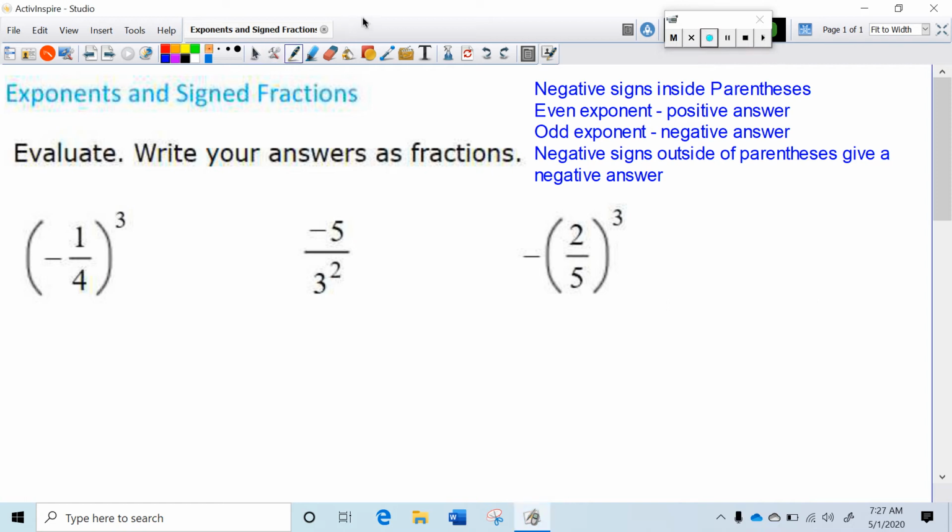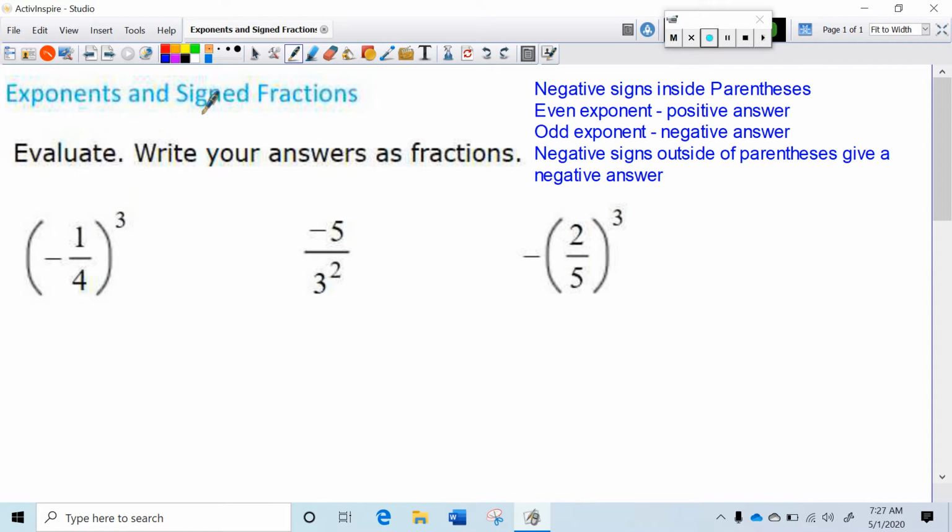When you have exponents and parentheses involved, if it's an even exponent, you have a positive answer. An odd exponent will give you a negative answer. Negative signs outside of the parentheses give a negative answer. So it doesn't matter what the exponent is. If there's a negative sign outside of the parentheses, you'll have a negative answer.